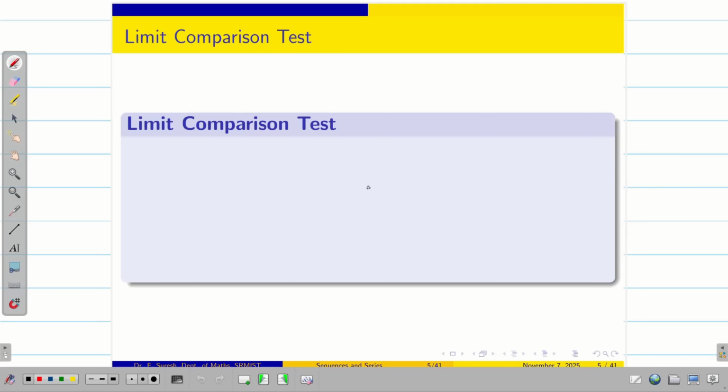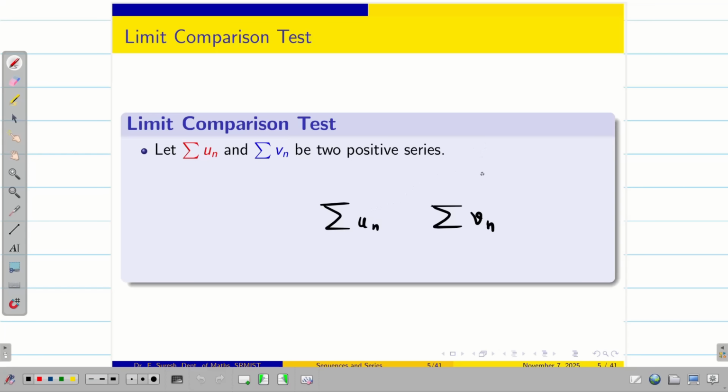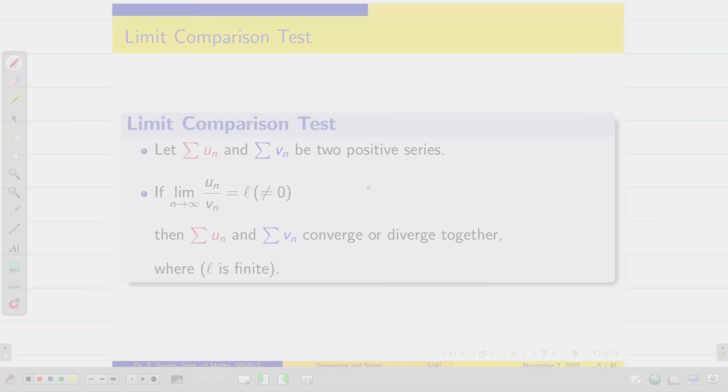Let us recall the definition of limit comparison test. If we consider two positive term series, summation un and summation vn, then the limit as n tends to infinity of un by vn should be some finite L, which is not equal to 0. If this condition is satisfied, then summation un and summation vn either converge together or diverge together. Let us go into the session.